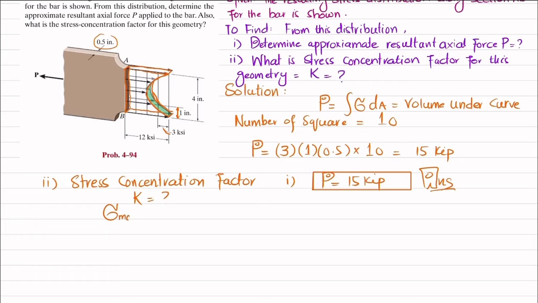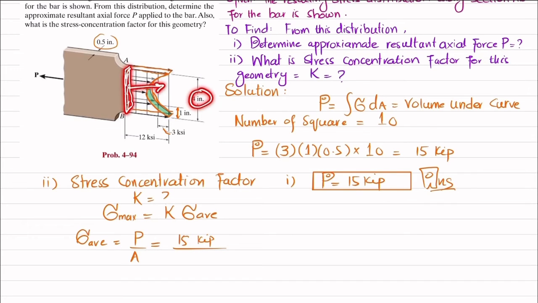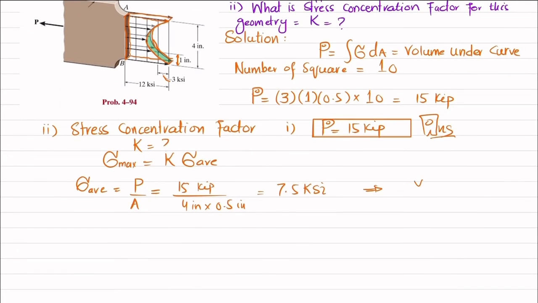So we know that this maximum stress will be equal to stress concentration factor into sigma average. So how will you find sigma average? Sigma average is equal to P divided by A. Now what is P? P is 15 kips. So 15 kip multiplied by what is the area of this portion? This is thickness 0.5 and total height is 4 inch. So this will be the cross-sectional area over which this P acts. So P divided by 4 inch multiplied by 0.5 inch, and when you calculate it, it will be 7.5 ksi.